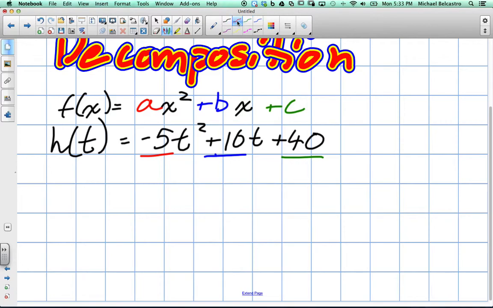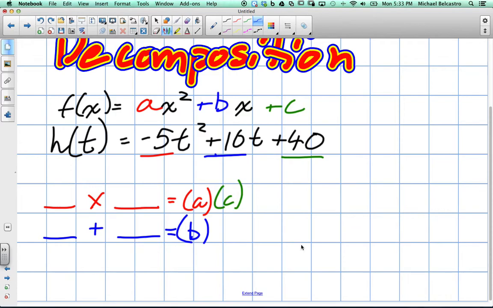We need two numbers, and those two numbers are going to need to multiply to our a term times our c term. Those same two numbers are going to need to add to our b term. Our b term is positive 10, so I need two numbers that add to positive 10. But I also need two numbers that multiply to a times c.